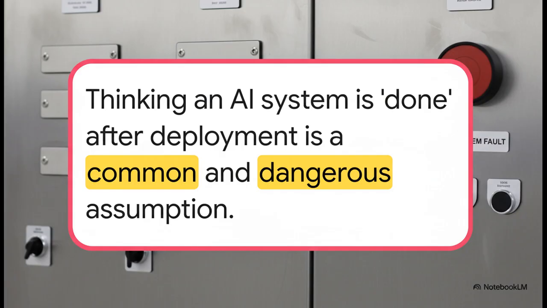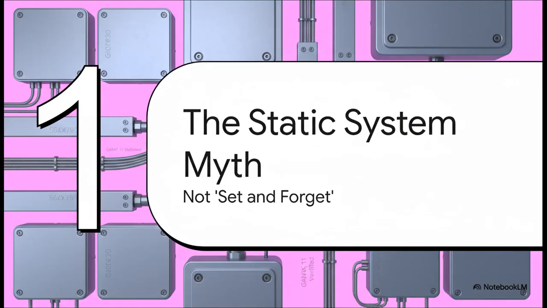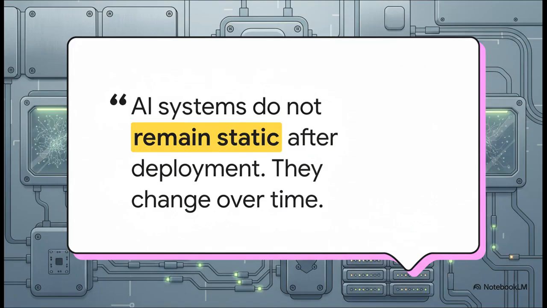Let's dig into why. Okay, so this brings us to our first big idea, the static system myth. It's this belief that an AI system, once it's live, is kind of a set-it-and-forget-it piece of tech. And honestly, we need to completely dismantle that way of thinking. The idea here is simple, but it's really powerful. This is the fundamental truth we've got to wrap our heads around. You see, unlike traditional software that only changes when you, say, push out a patch, AI systems are dynamic. They're basically living systems. They evolve.